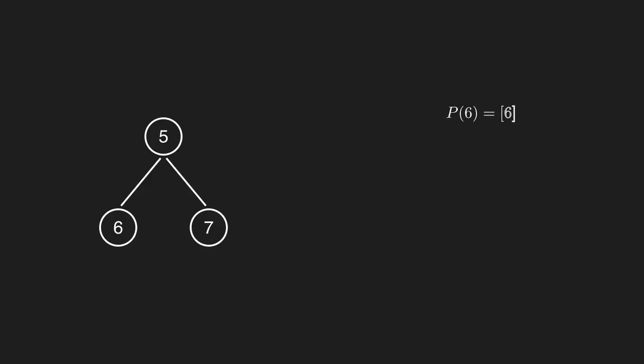Now verify the larger tree using the recursive postorder definition. Node 5 has left child 6 and right child 7. Since both children are leaves, p of 6 equals 6 and p of 7 equals 7. Substituting these sequences into p of 5 equals p of 6 followed by p of 7 followed by 5 gives p of 5 equal to 6, 7, 5.